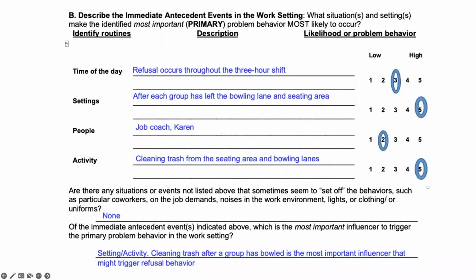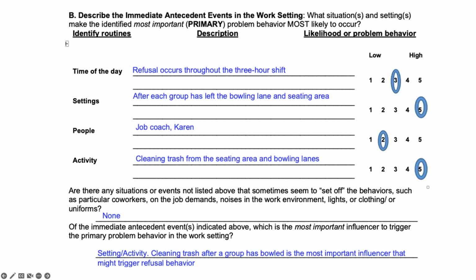So in Tony's case, the time of day is refusals can occur throughout any time during that 3-hour shift. And the likelihood is about a 3. And so for setting, after each group has left the bowling lane and seating area is likely when we're going to see that behavior. And there is a high likelihood of a number 5 here, that if that is the situation or the setting, we're going to see that behavior.